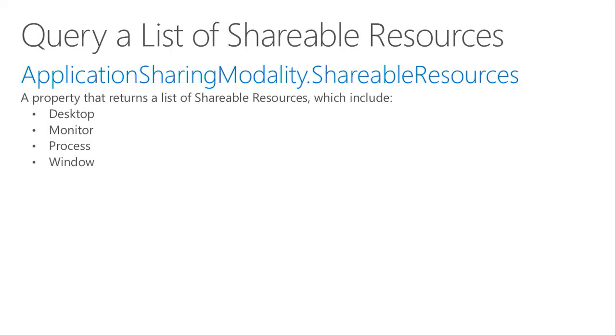So this is how you do the query of shareable resources. You just simply use the shareable resources property. It gives you a list of shareable resources, and you will have a desktop, monitor. If you have multiple monitors, you will have monitor 0, monitor 1, etc. You can have a list of running processes that can be shared, and you can also have a list of windows that you can share.